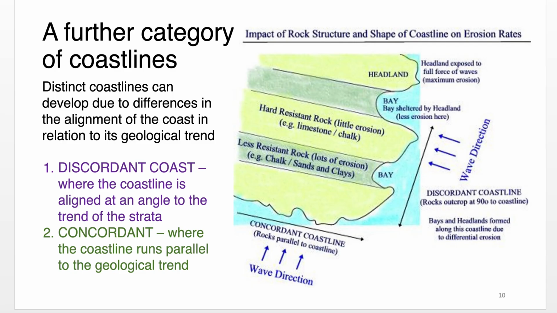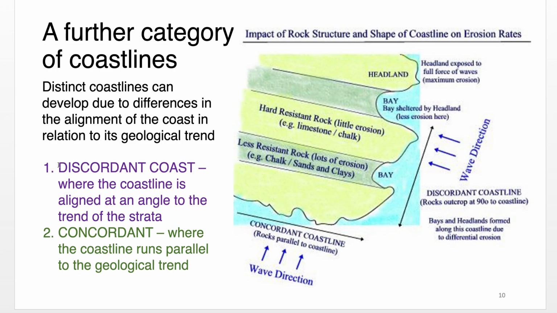Now, another category of coast, apart from high and low energy, is our discordant and concordant coastlines. You may have come across this before, but you may not. So we have a discordant coastline, which is indicated on the right hand side of this image here with the headlands and bays, typical features of a discordant coastline.